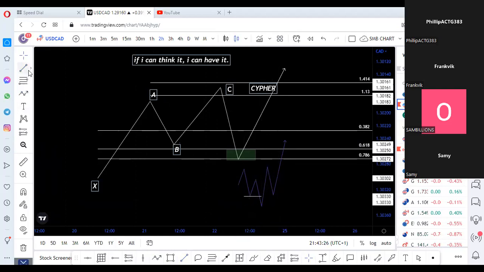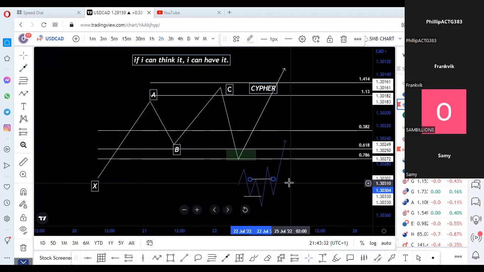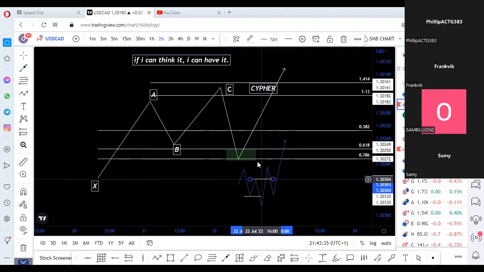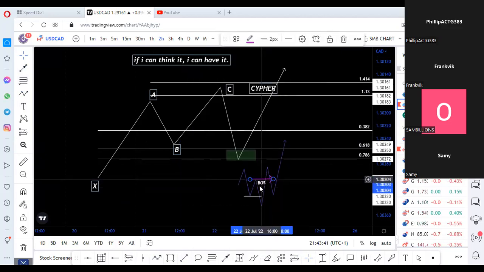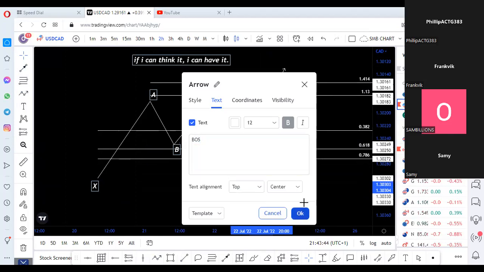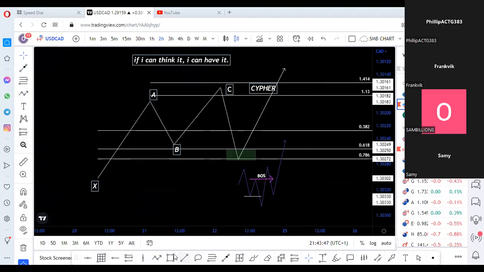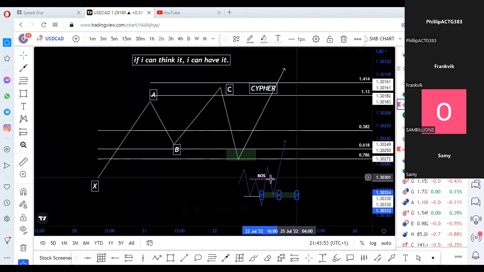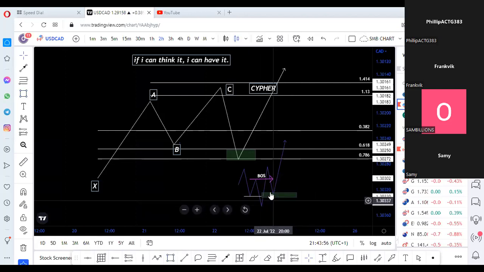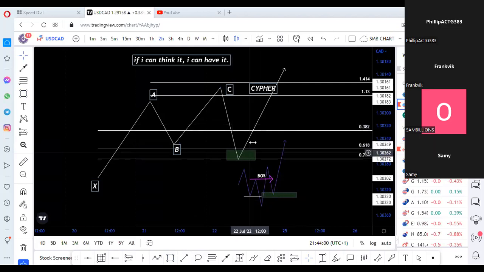We have a break of structure, the same thing. You have a break of structure over here, and you have your imbalance. Definitely we have imbalance here. This is what you will look out for in this zone to take this buy, to confirm that this is a complete cipher and we have a reaccumulation. Then you buy and you follow this trend. So this is how it looks.